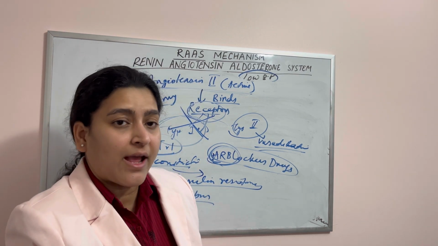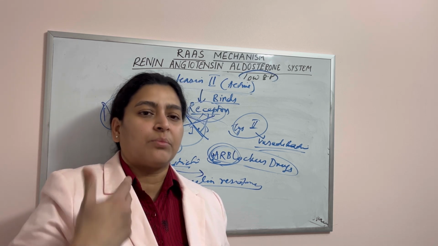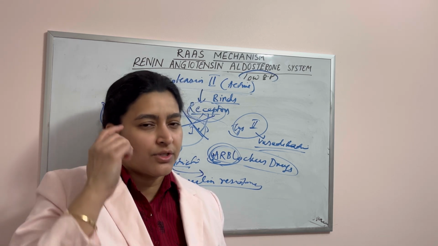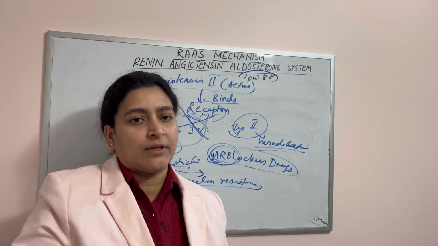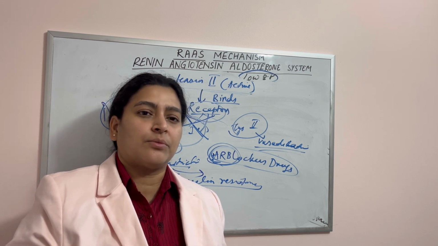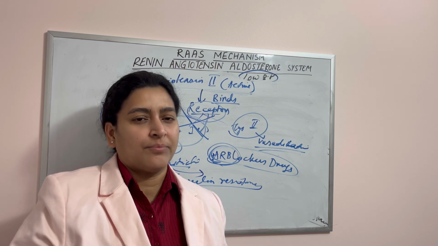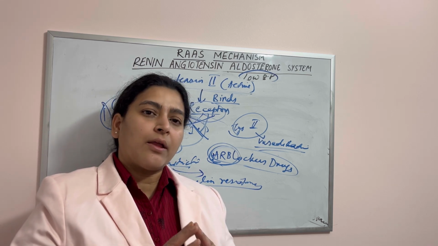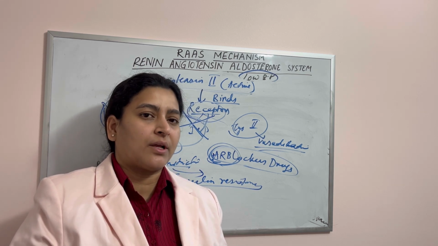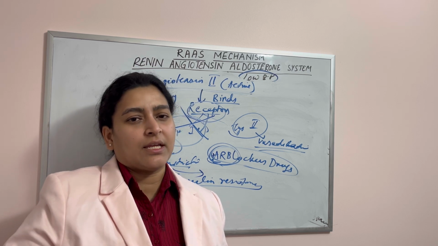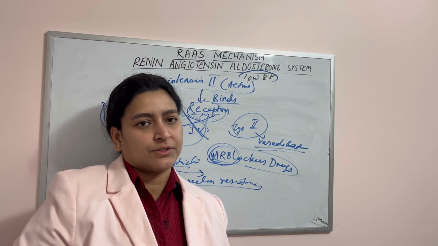So basically, the RAAS system will increase the blood pressure, and the chronic increase in hypertension or blood pressure would cause detrimental effects to the cardiovascular system, the kidneys, and to the overall health of the human body. So I hope that you have understood this topic about the RAAS system and the pathological situation and its implication in the different systems. Thank you.